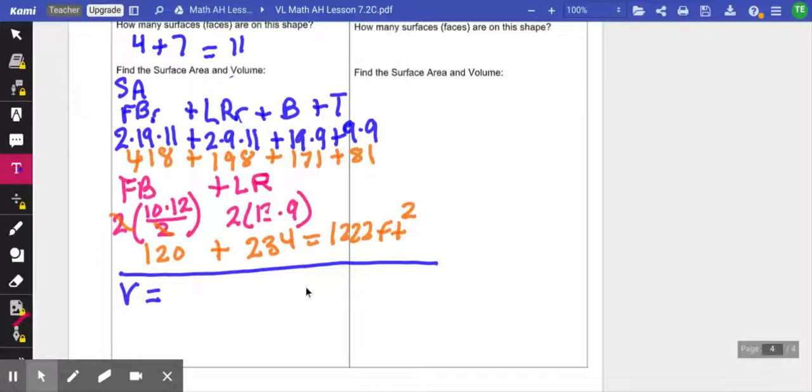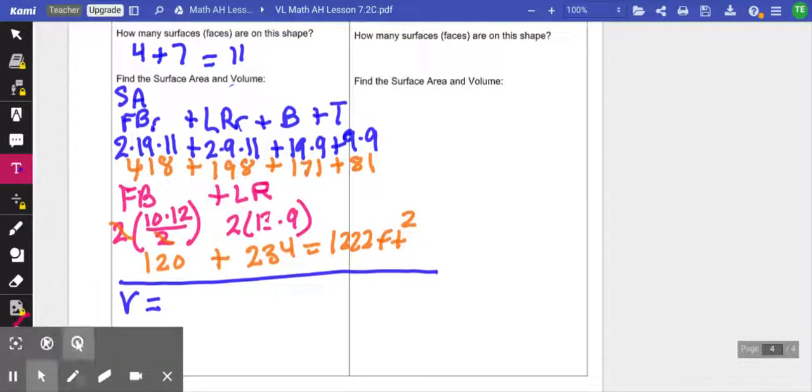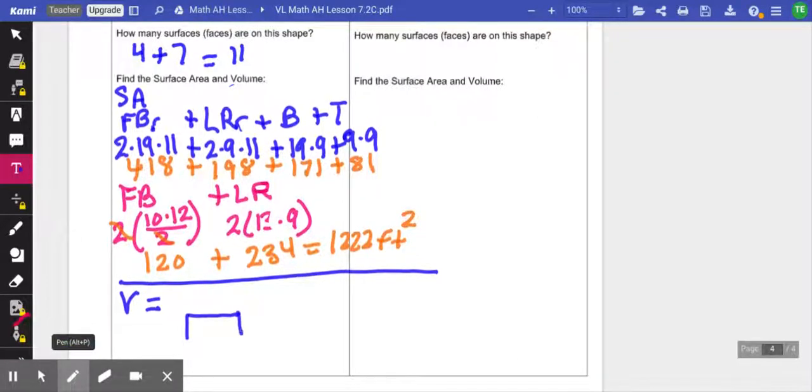So if I look at my funky shape, my base is this kind of weird house kind of thing. That's my base. And then the height of the prism is 9. Base times the height.